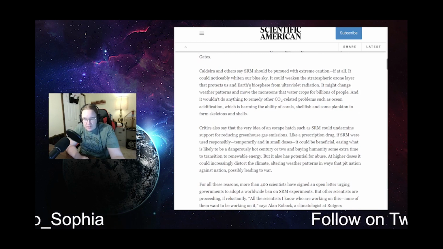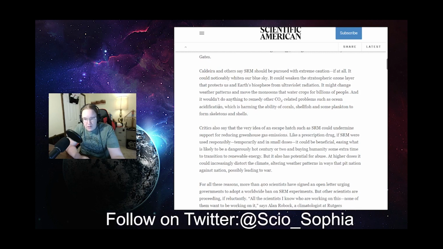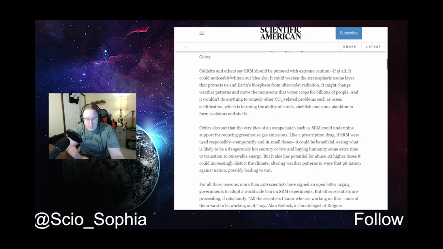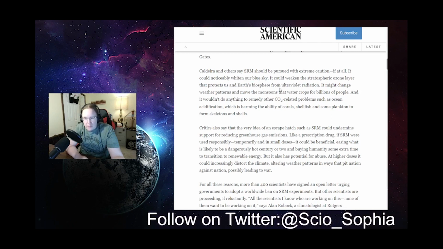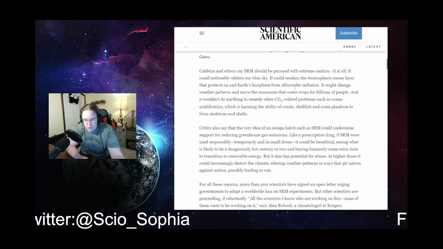Caldeira and others say SRM should be pursued with extreme caution, if at all. It could noticeably whiten our blue sky. It could whiten, being a reflectivity thing. When they're talking about that, they're talking about reflectivity. It could weaken the stratospheric ozone layer that protects us and Earth's biosphere from ultraviolet radiation.